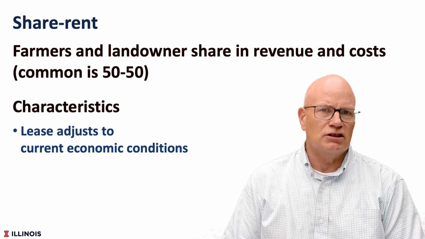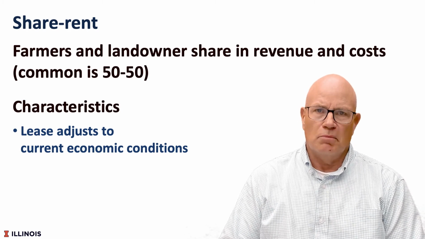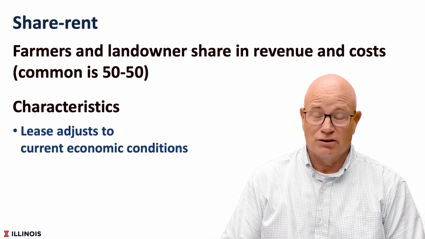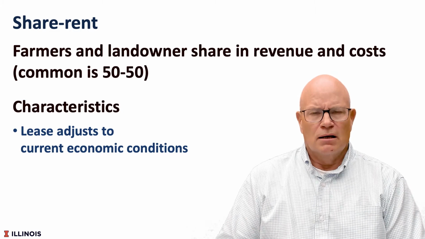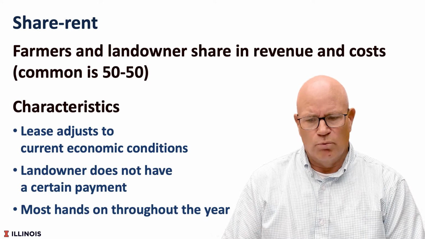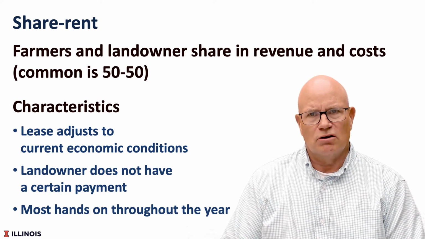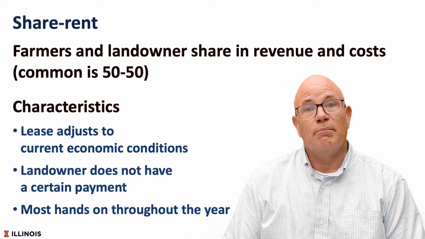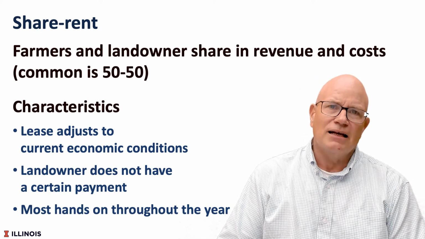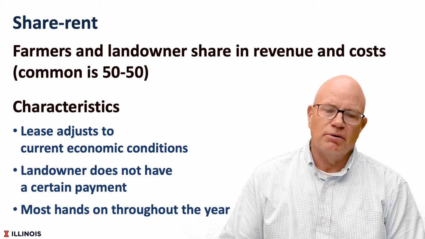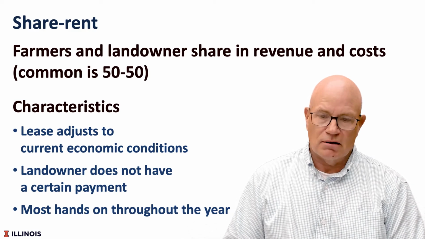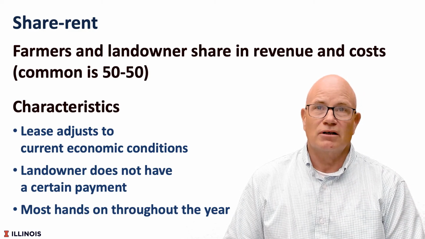A characteristic of a share rent arrangement is that it adjusts quickly to economic conditions. If we have price changes or yield changes, the payments change as those items change. Another characteristic is that the landowner does not have a certain payment. The rent from that farmland will vary based on what revenue is, and that will not be known until the year is over. This is the most hands-on relationship between the farmer and landowner. The landowner and farmer will have to communicate and make decisions throughout the year.